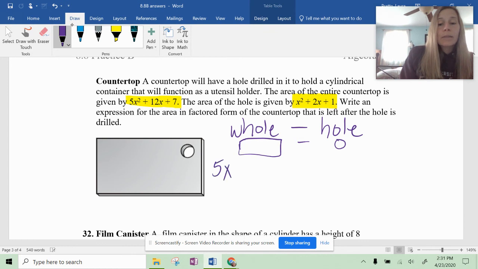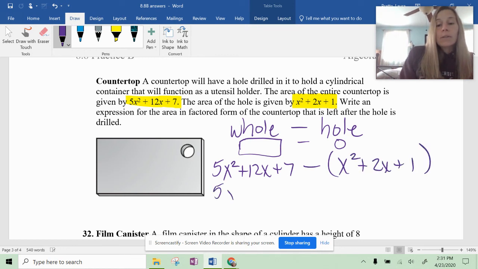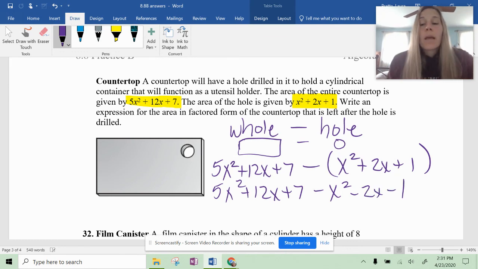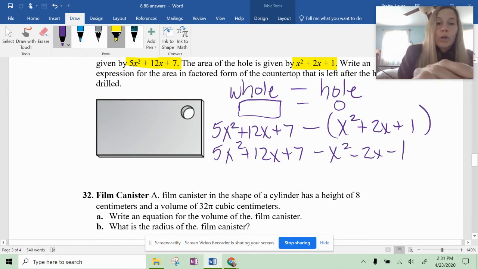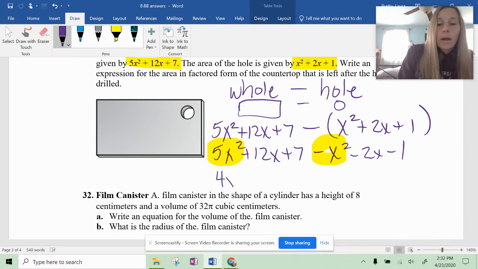So 5x squared plus 12x plus 7 minus, just make sure that when you're subtracting a trinomial, that negative is going to get distributed. So it's going to be minus x squared minus 2x minus 1. Now we have to combine our like terms. So 5x squared minus x squared gives me 4x squared. 12x minus 2x is 10x, and 7 minus 1 is 6.